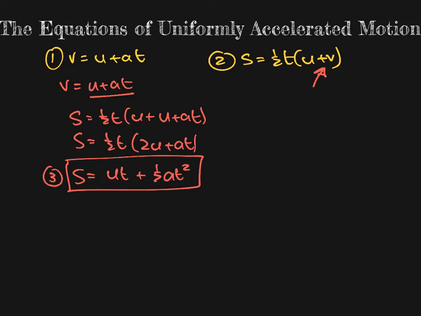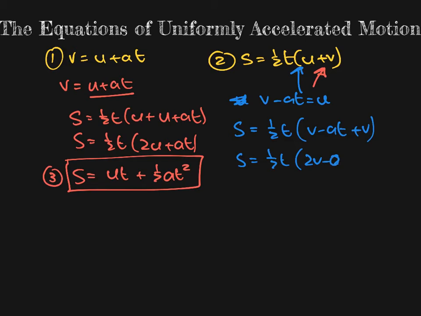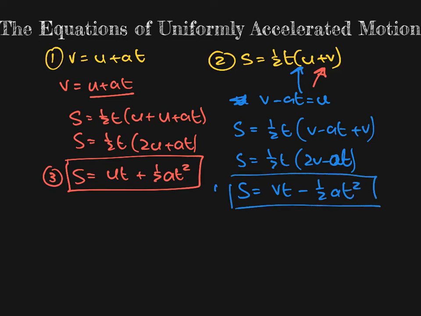Next, we're going to rearrange this first one to say u equals. So, let's write it the other way, v minus at equals u. And that's going to go in the second equation. s equals a half t (v minus at plus v), s equals a half t (2v minus at). Expanding the brackets, s equals vt minus a half at squared. And that is our fourth equation.